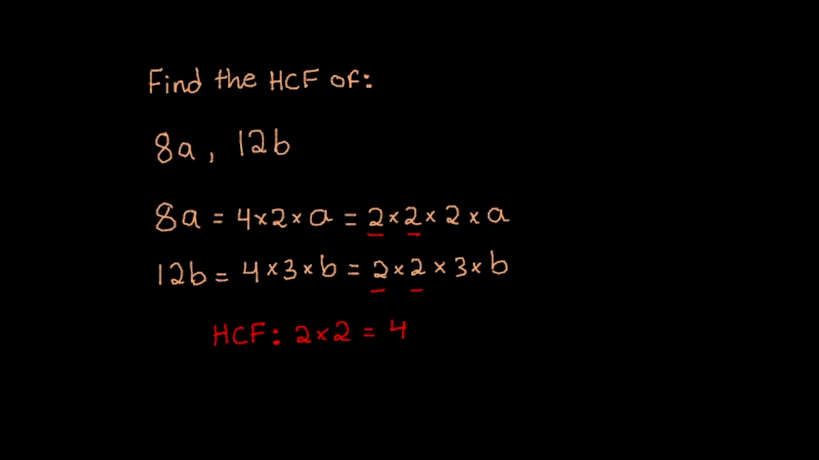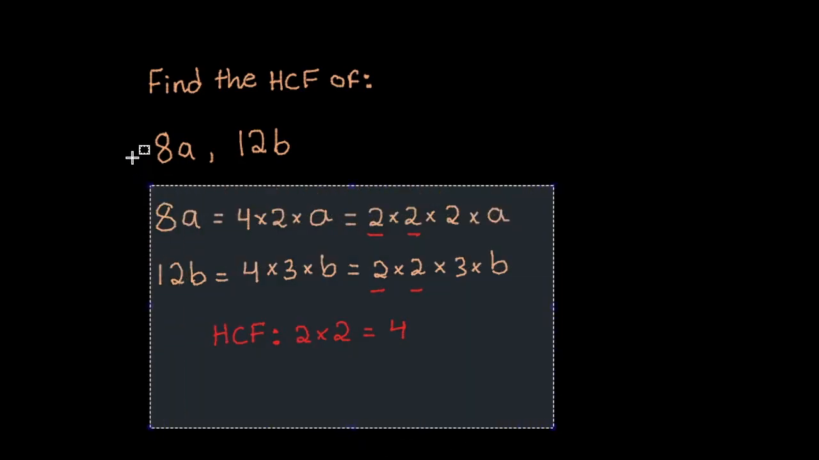Now we're going to try another example just so we can get the idea. So let's just erase this and let's go for the highest common factor of 24b and 36b squared.